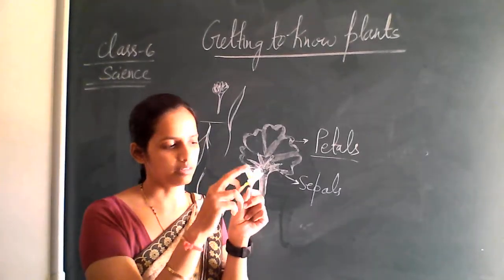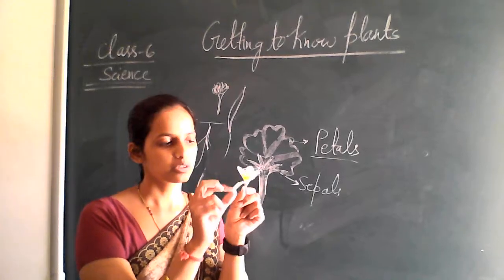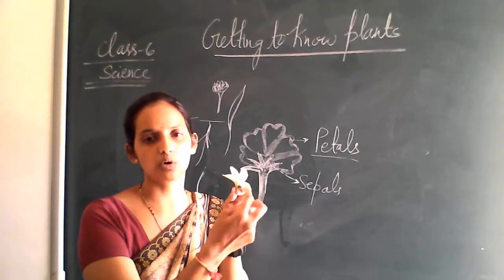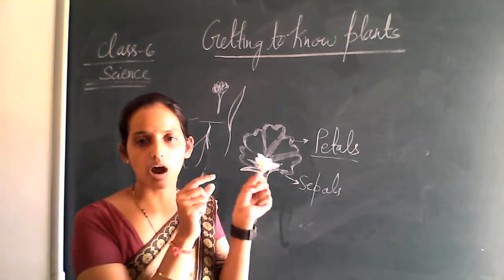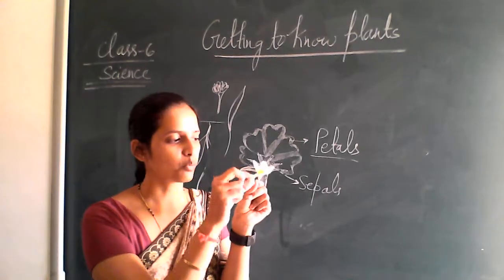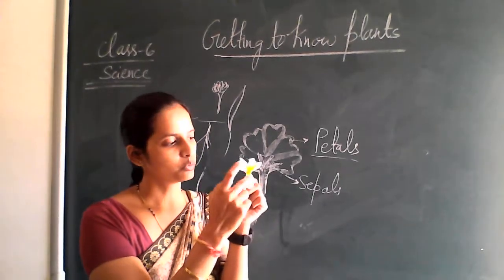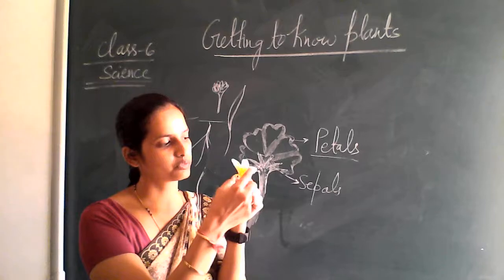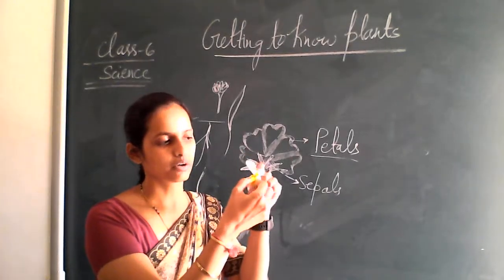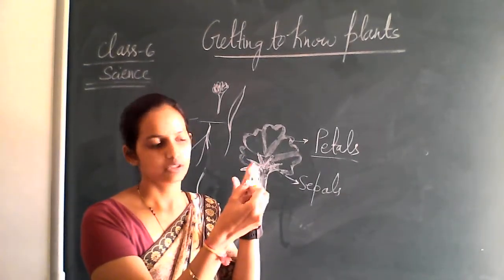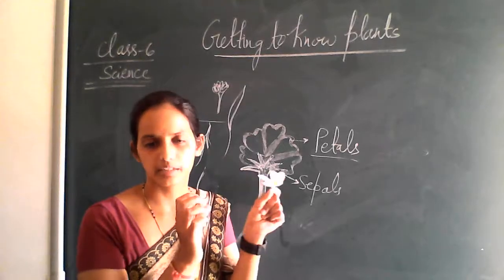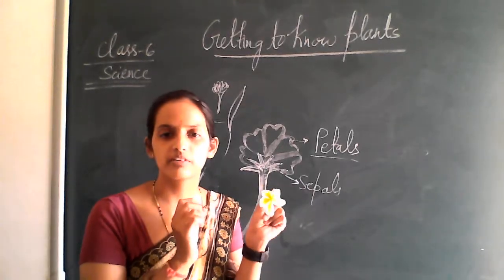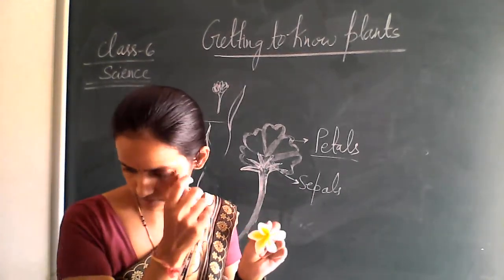So it is one flower which I have chosen. So these colored structures we call petals. Can you count the petals in this? 1, 2, okay, 1, 2, 3, 4 and the 5. So this flower has 5 petals. Okay. This flower has 5 petals, right.